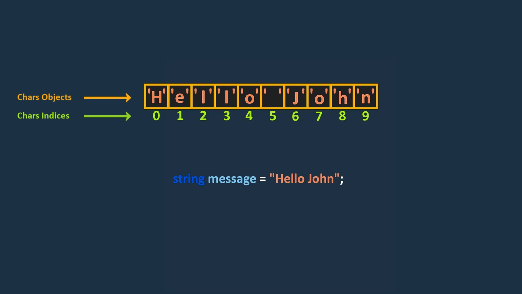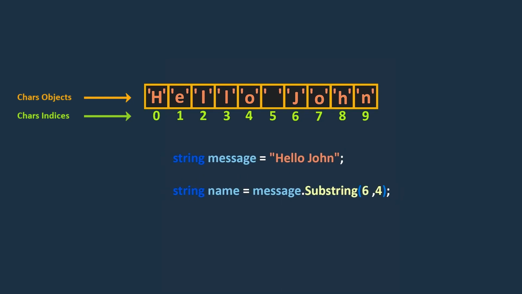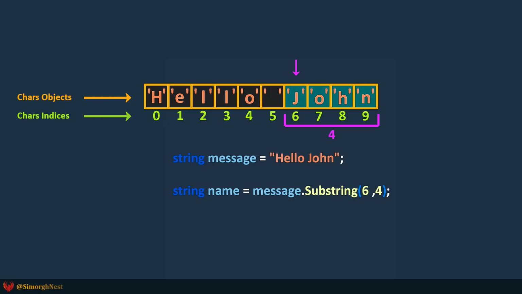For example here, if we want to extract the word John from this string, we can achieve that by invoking the substring method like this. In this example, we pass 6 as the start index parameter. This means that the extraction will start from index 6. Additionally, since we pass 4 as the length parameter, it will extract 4 characters starting from the start index. This returns the substring John and is stored in the name variable.